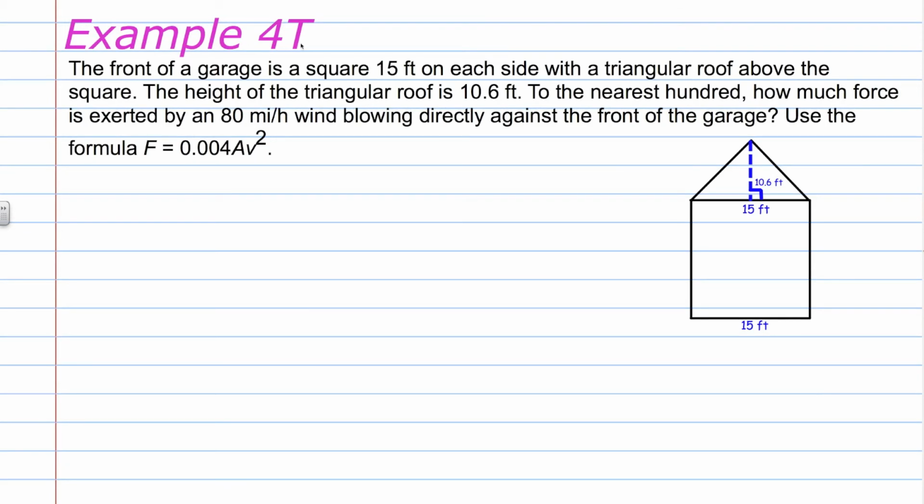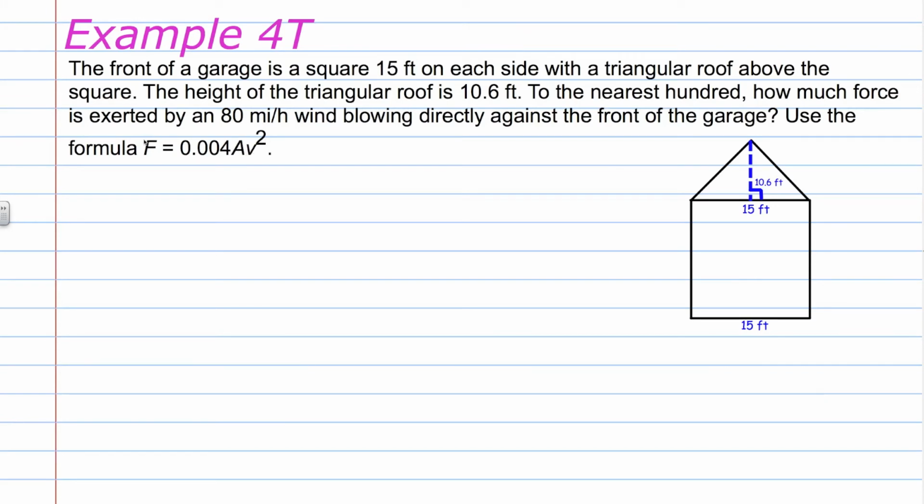In example 4t, we're given a problem-solving situation. Let me read it for you. The front of a garage is a square 15 feet on each side with a triangular roof above the square. The height of the triangular roof is 10.6 feet. To the nearest 100, how much force is exerted by an 80-mile-per-hour wind blowing directly against the front of the garage? Use the formula F is equal to 4 thousandths times the area times the velocity squared.